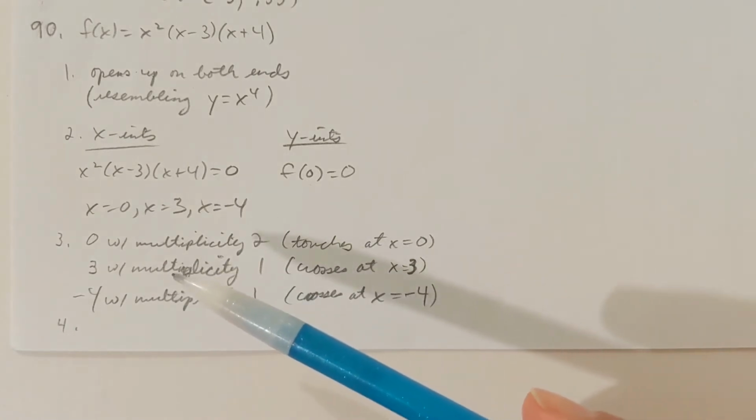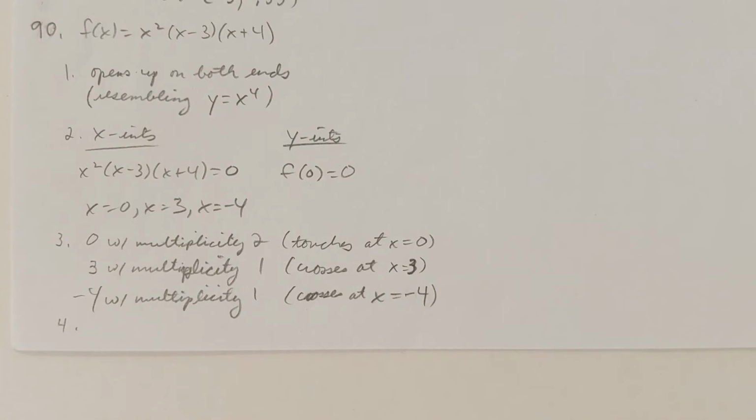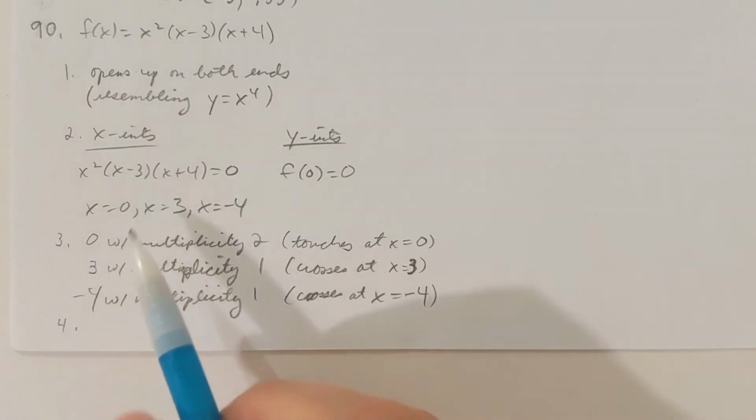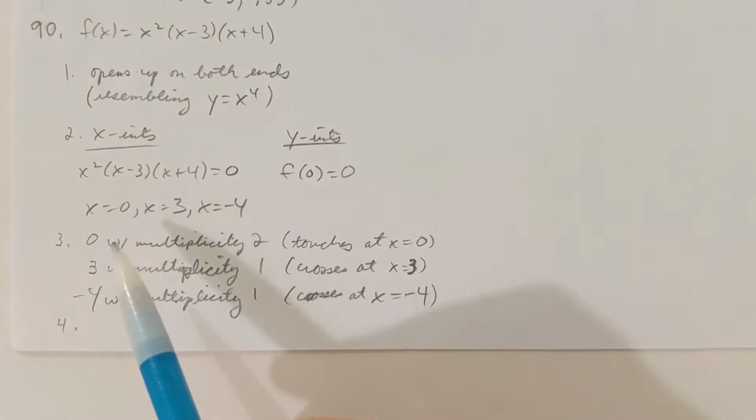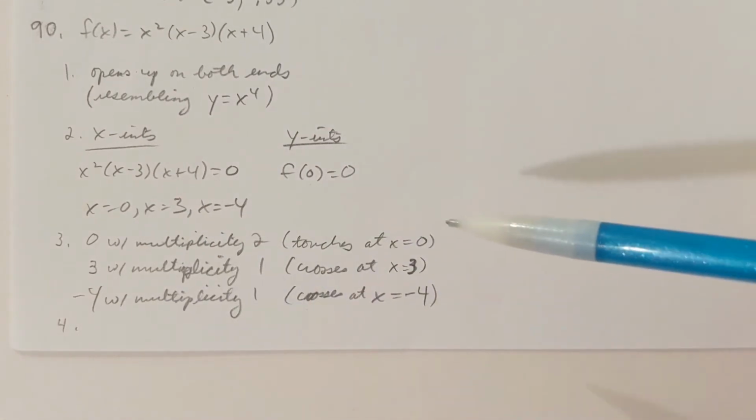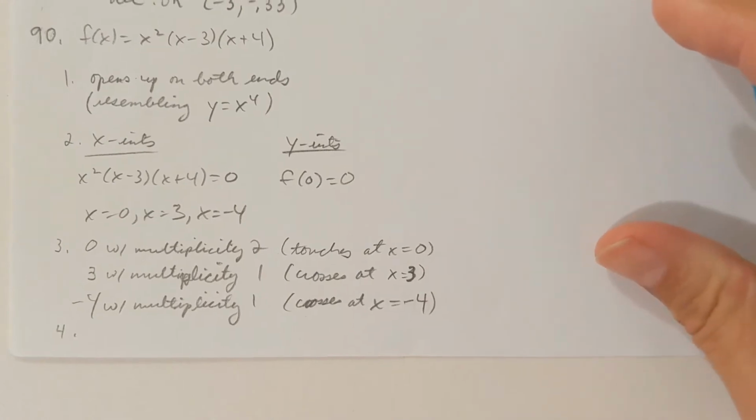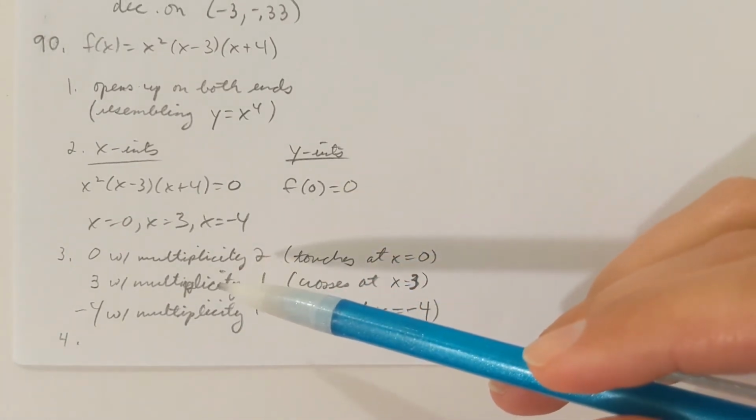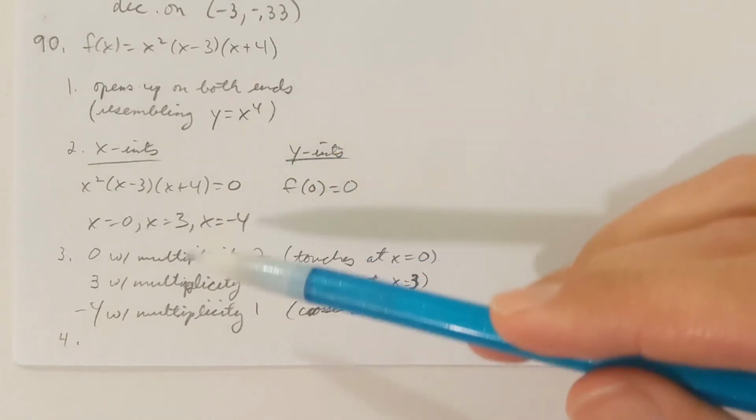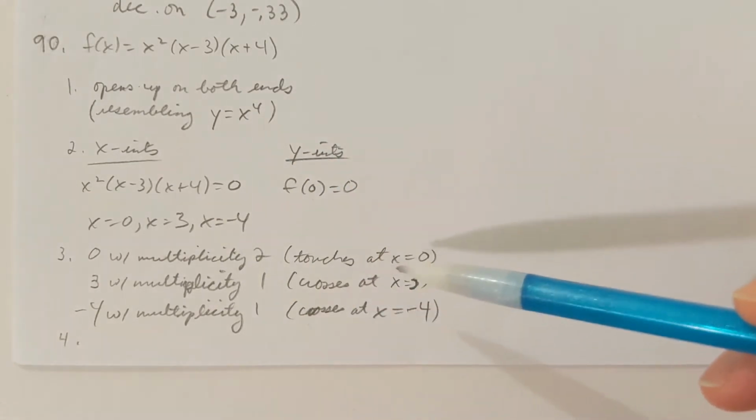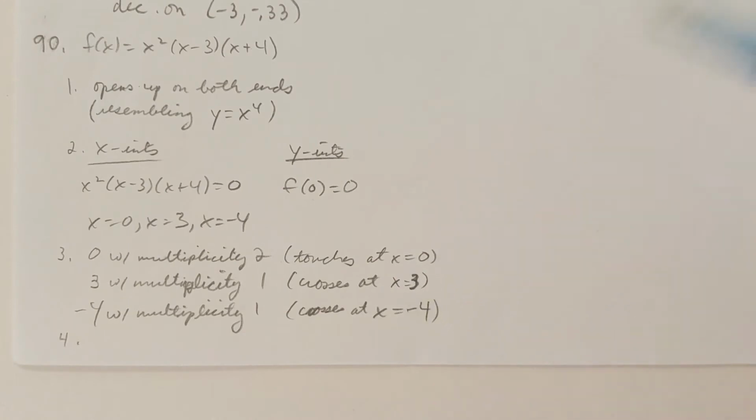Okay, problem 3: determine the zeros of the function and their multiplicities. Use this information to determine whether the graph crosses or touches the x-axis at each x-intercept. So at 0, I've got a multiplicity of 2. That means it's going to touch the x-axis at x equals 0. And at 3, I've got a multiplicity of 1. And at negative 4, I've also got a multiplicity of 1. It's going to cross the x-axis at those two numbers there.